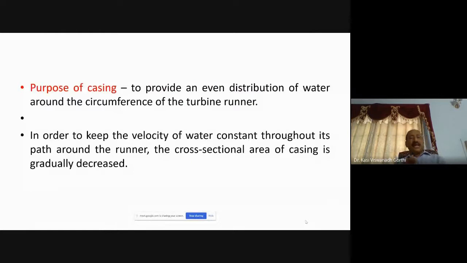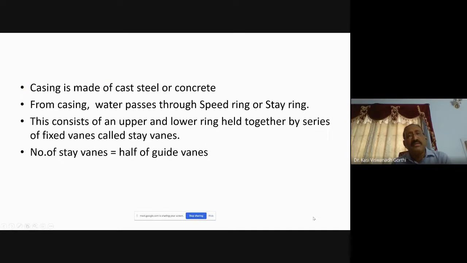Okay, so there is a casing which is provided, and the purpose of this casing is to provide an even distribution of water around the circumference of the turbine runner. That is the reason why, to have the constant velocity throughout the path of the flow of water around the circumference of the runner, we have the cross-section area of the casing which gradually decreases. So this type of casing is called the scroll casing or volute casing. And casing is usually made of cast steel or concrete.